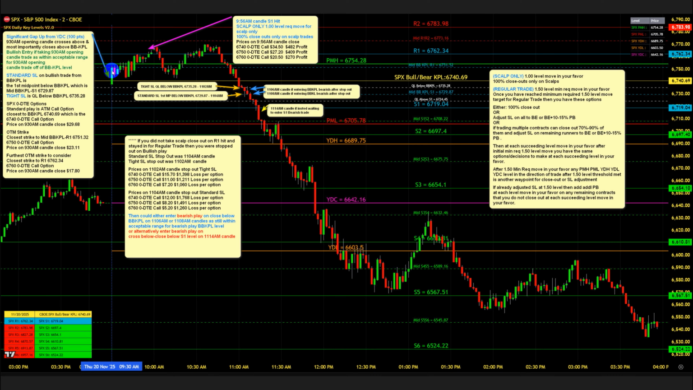So this is a bullish trade entry for this 9:30 a.m. opening candle. Now with this indicator, the 9:30 a.m. opening candle trade is part of the Daily Key Levels SPX option strategy. However, there's no rule or obligation that you, as part of the strategy, have to take the 9:30 a.m. opening candle trade. It is an optional trade. Many traders prefer to let the session play out for the first 5, 15, or 30 minutes or an hour, depending on what type of trader they are.